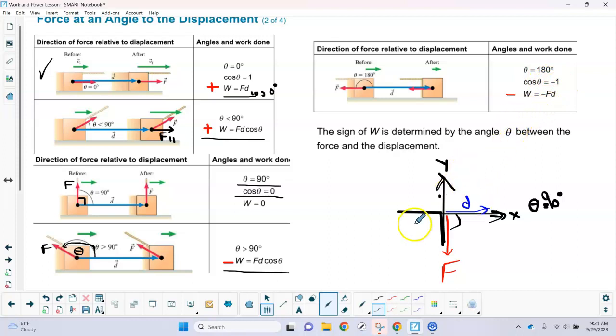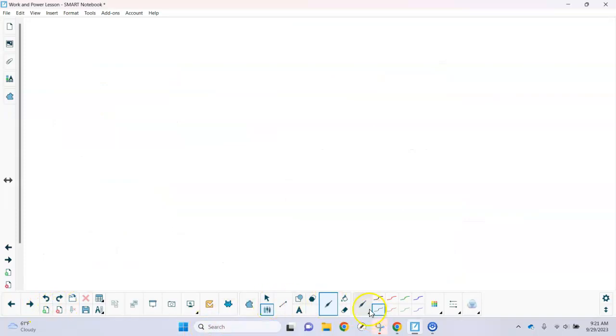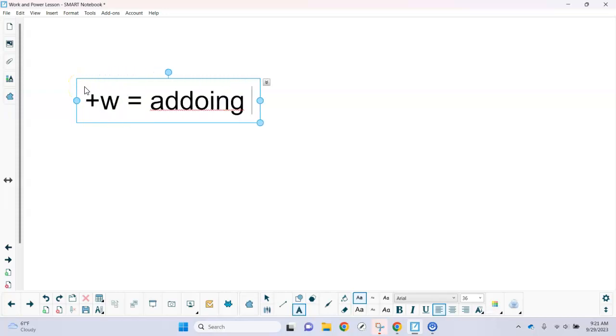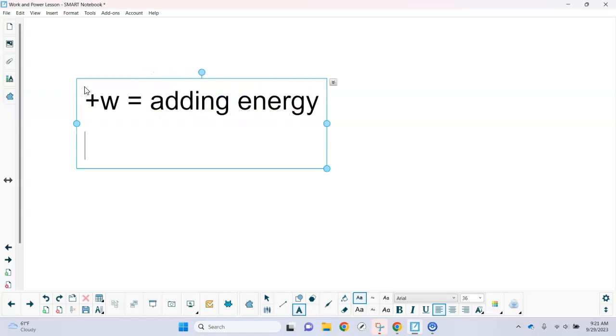So the way that I like to think about this is that if you have positive work, you're adding energy. We haven't talked about energy yet, but I think most people already have a conception of energy. So you're putting energy into that object, and that should be a capital W for work.